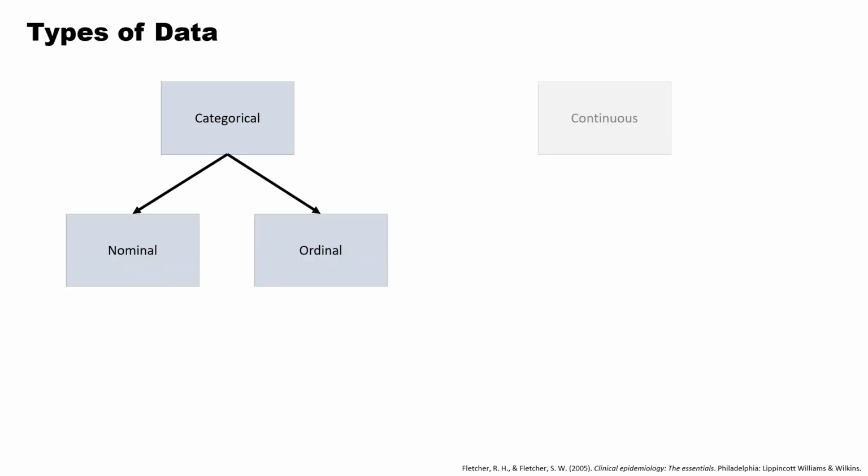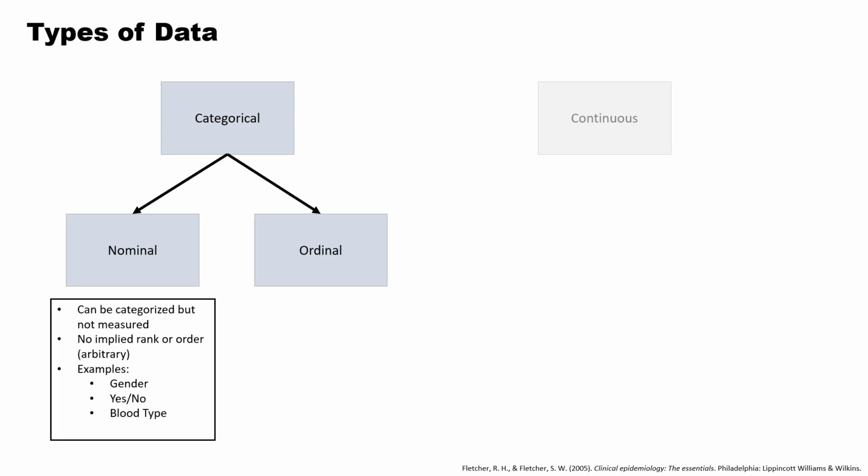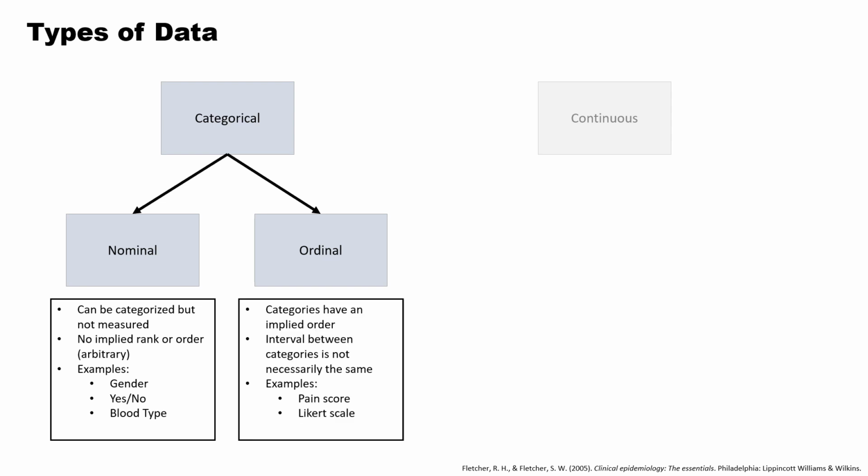Categorical data can further be divided into nominal data and ordinal data. Nominal data are those that can be categorized but not measured, and there's no implied rank or order, and it's essentially arbitrary. Examples of nominal data would be gender, so male or female, yes/no responses, and blood types. Ordinal data have categories that have an implied order. The interval between categories is not necessarily the same, however, and so examples of this would be pain scores or a Likert scale. And so consider the interval being very important here.